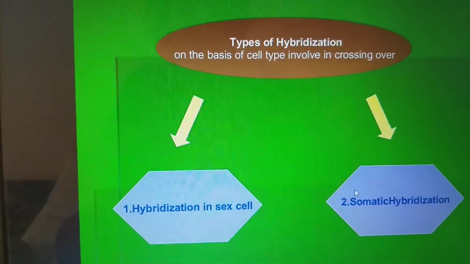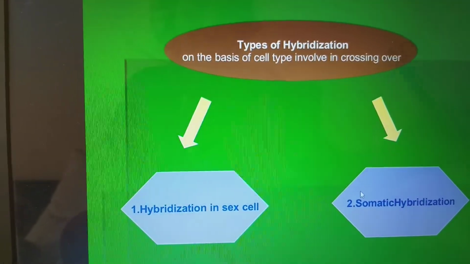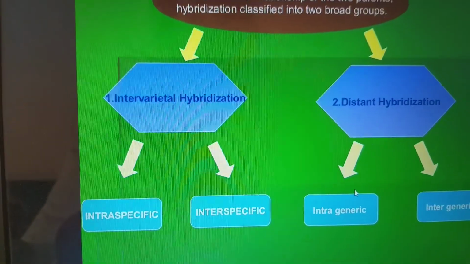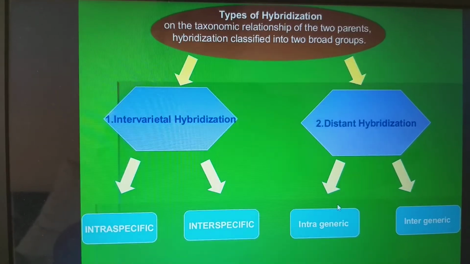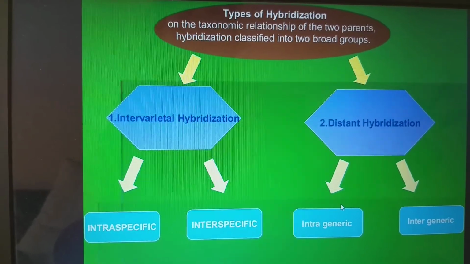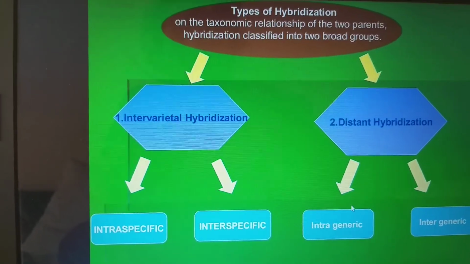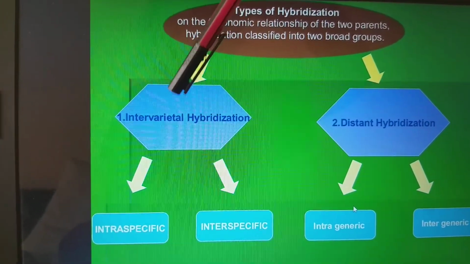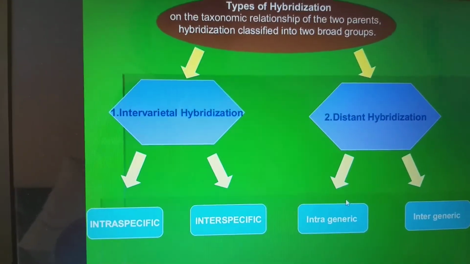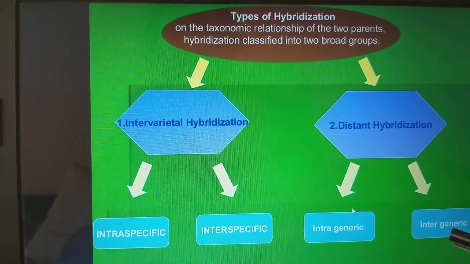Coming to the types of hybridization, on the basis of cell type involved in the crossing over, hybridization is differentiated into hybridization in sex cells and somatic hybridization. On the basis of taxonomic relationship of two parents, hybridization is classified into two broad groups: intervarietal hybridization and distant hybridization. Intervarietal hybridization is again divided into intraspecific hybridization and interspecific hybridization. Distant hybridization is again divided into intrageneric hybridization and intergeneric hybridization.